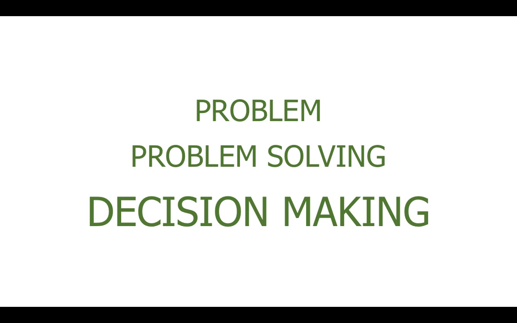So let's start with some basic definitions of three keywords. Number one, problem. Problems are simply discrepancies between what should be happening and what's actually happening. Duh, Dr. Phil, I know what a problem is. Yeah, you do. But think about problems and how they're unique in small group communication interactions.